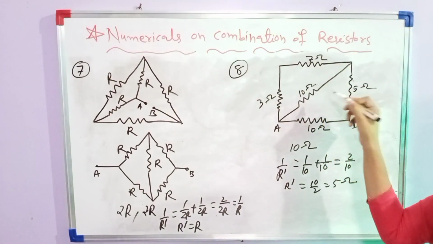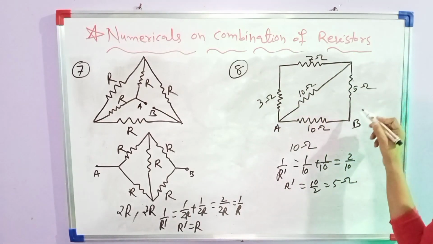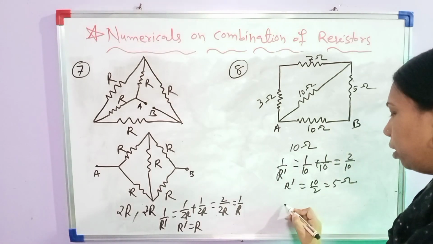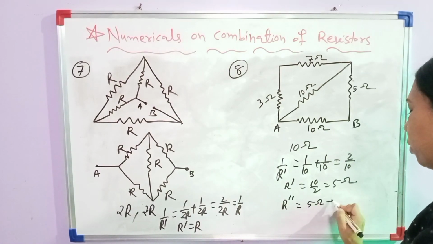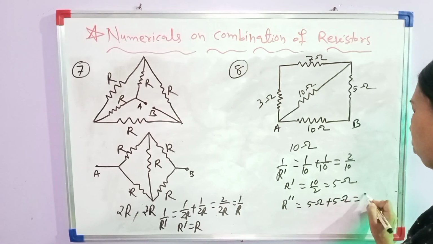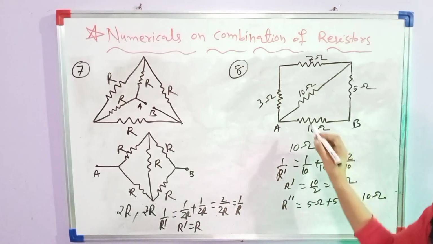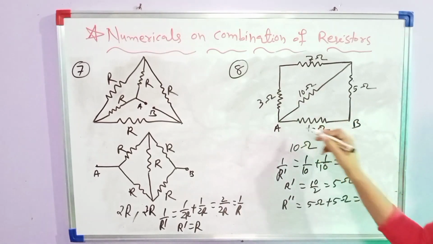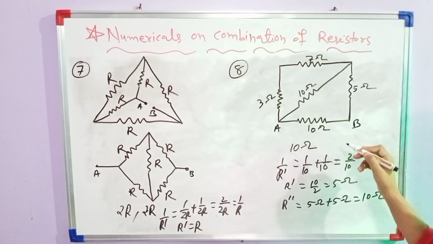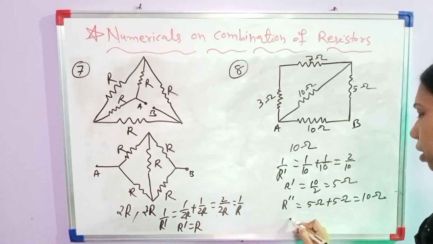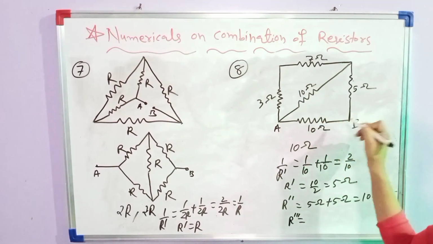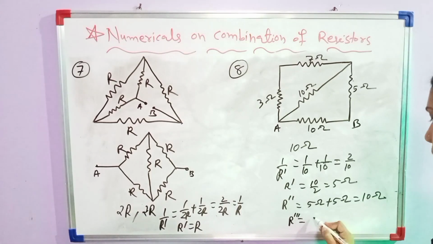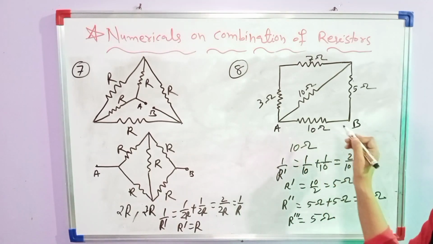Again this 5 ohm and this 5 ohm are in series. Let the equivalent of them be R double dash equals 5 ohm plus 5 ohm equals 10 ohm. Again the total 10 ohm and this 10 ohm are in parallel. So the final equivalent resistance, let it be R triple dash, equals parallel of 10 ohm and 10 ohm, that is 5 ohm, which is the equivalent resistance between A and B.